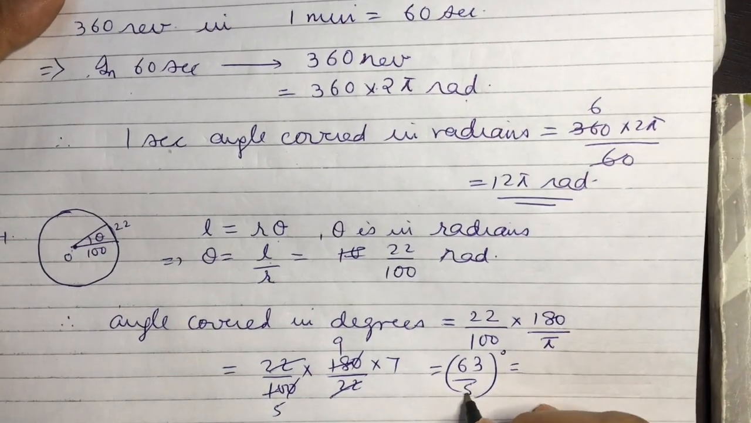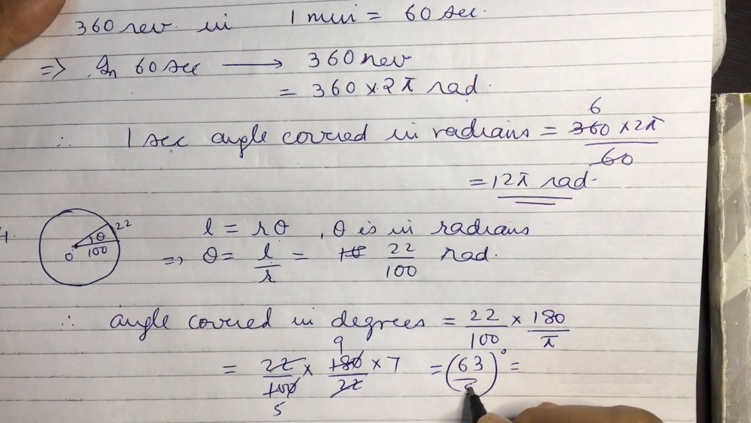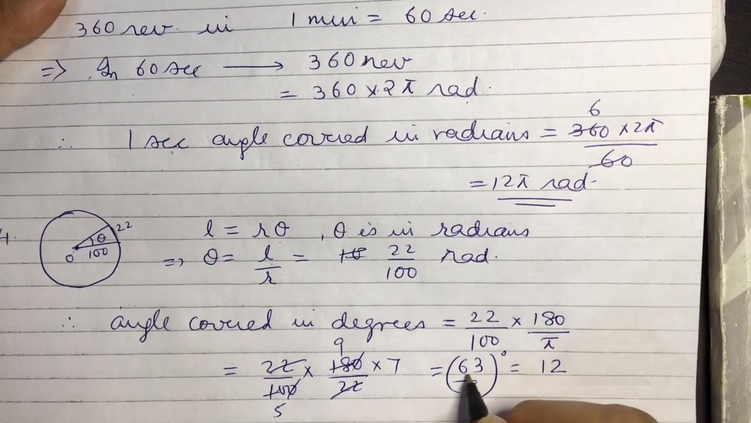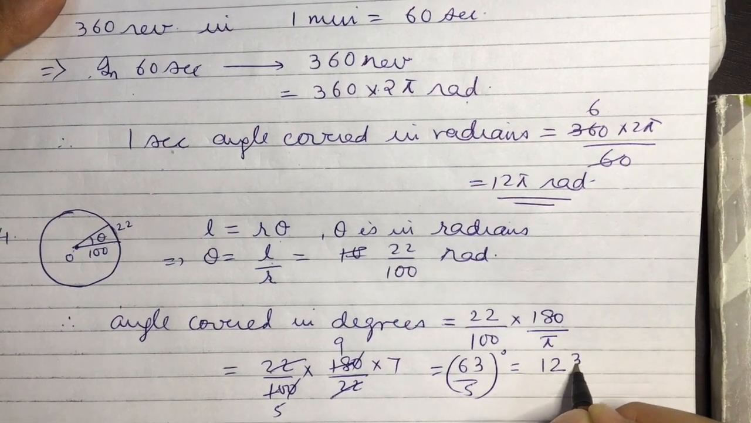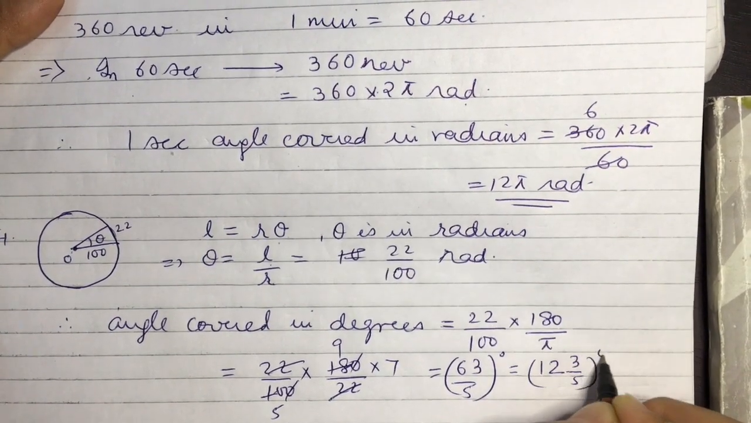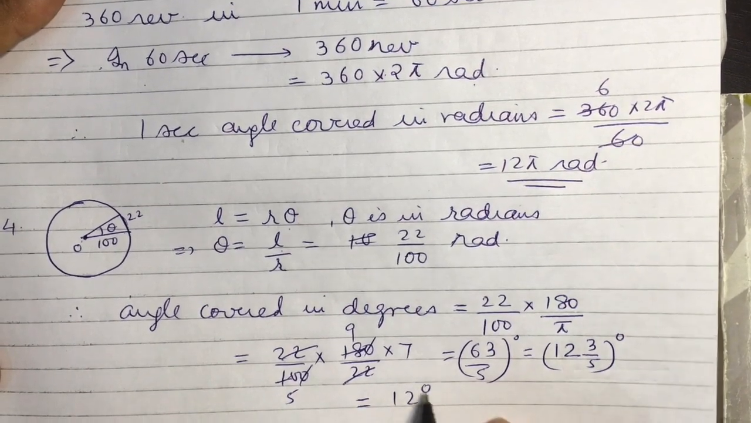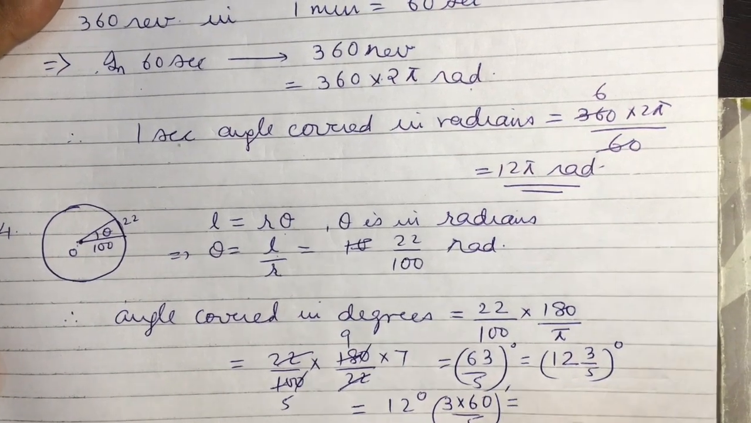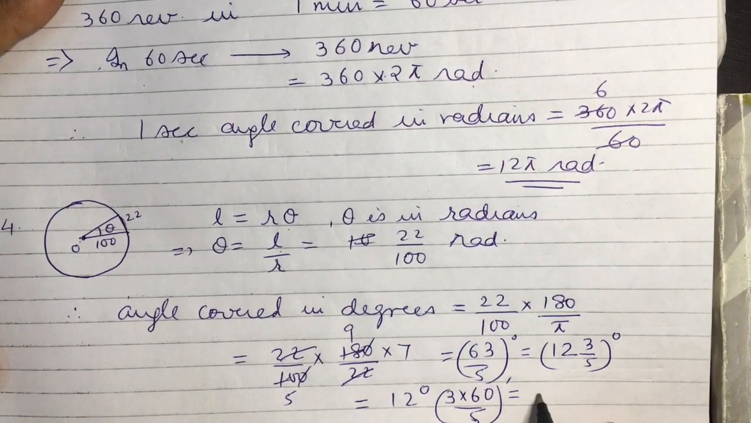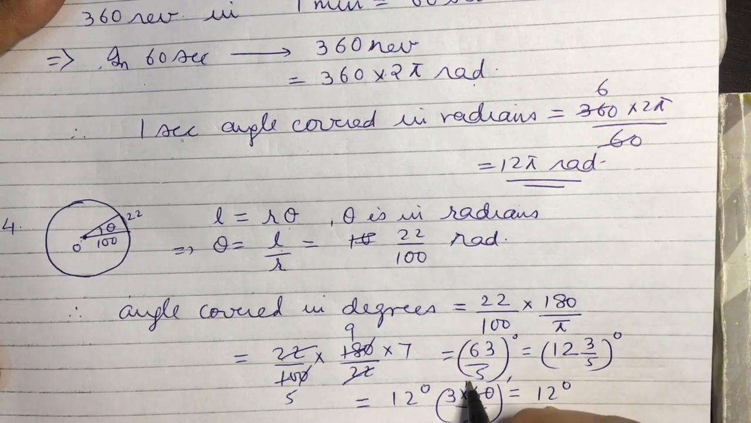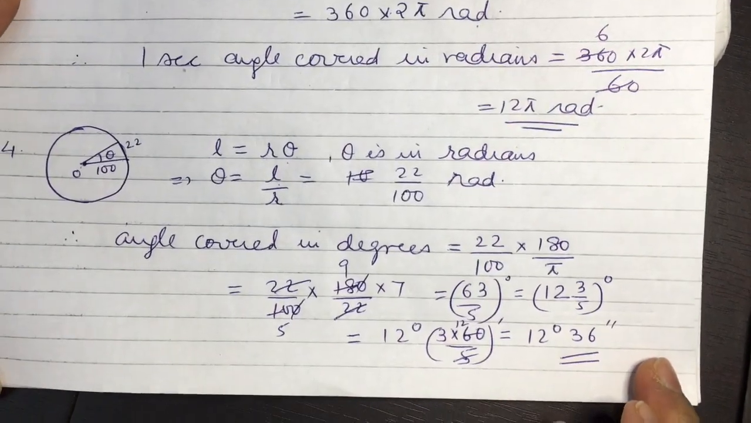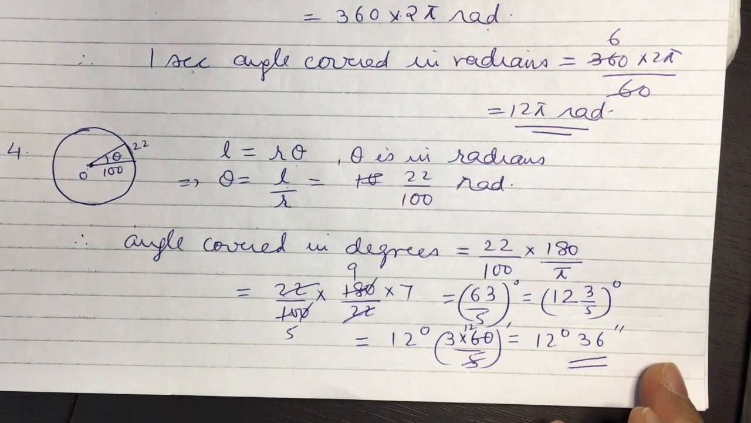When you divide it, it goes 12 times, so you get 60. You are left with 12 3 by 5 degrees, which is equal to 12 degrees 3 into 60 upon 5 minutes, which gives you 12 degrees 36 minutes. This goes 12 times, and so we get 36 seconds, and this is the required answer in degree measure. Same way you can try out the remaining questions of this exercise. Thank you.